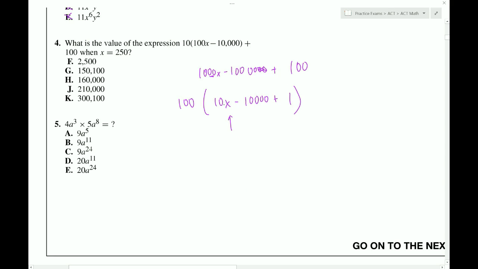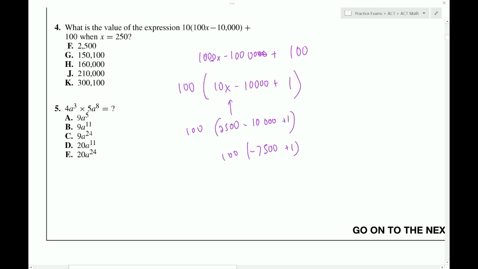So anyway, 250 times 10 is 2,500 minus 10,000 plus 1 times 100. So this would be negative 7,500 plus 1 times 100. Am I doing this right? Yeah, it doesn't seem to be right. So let me just do it the simple way.